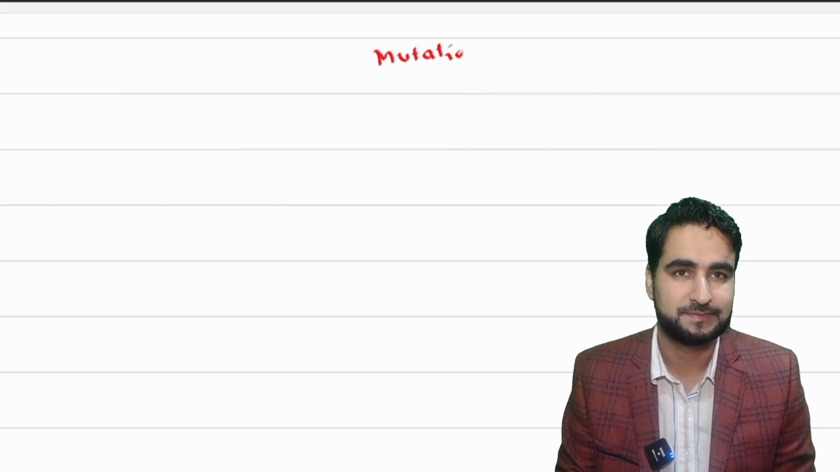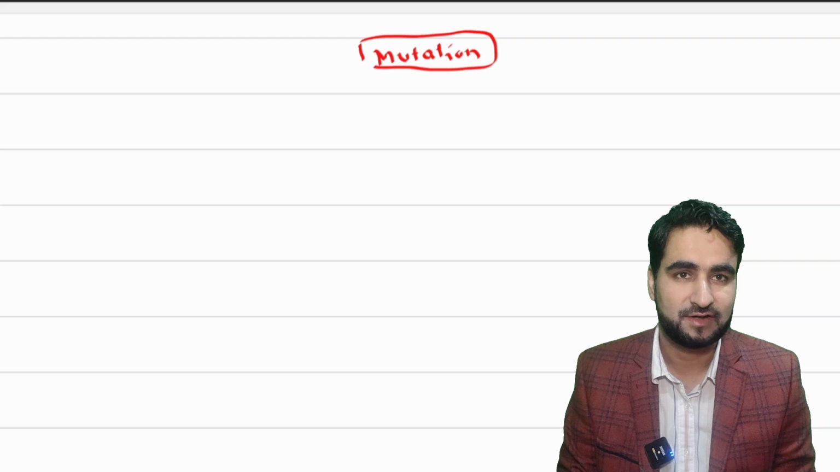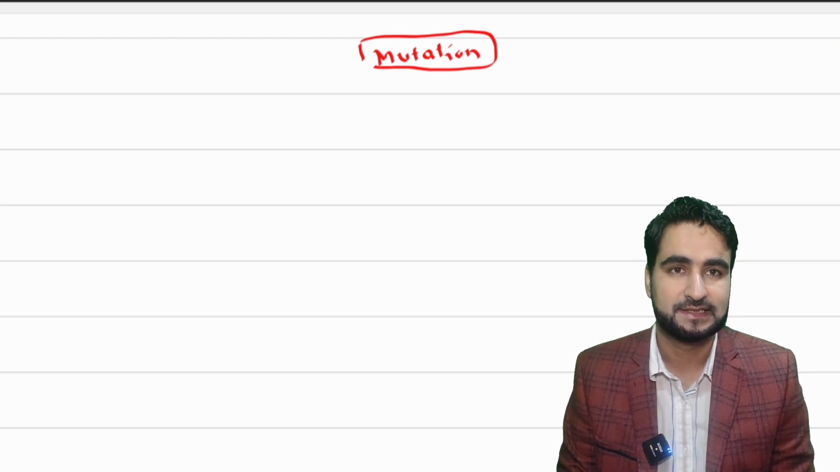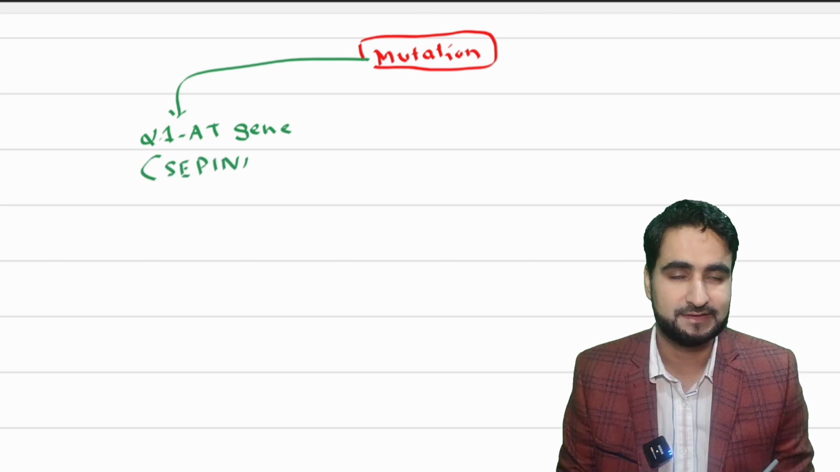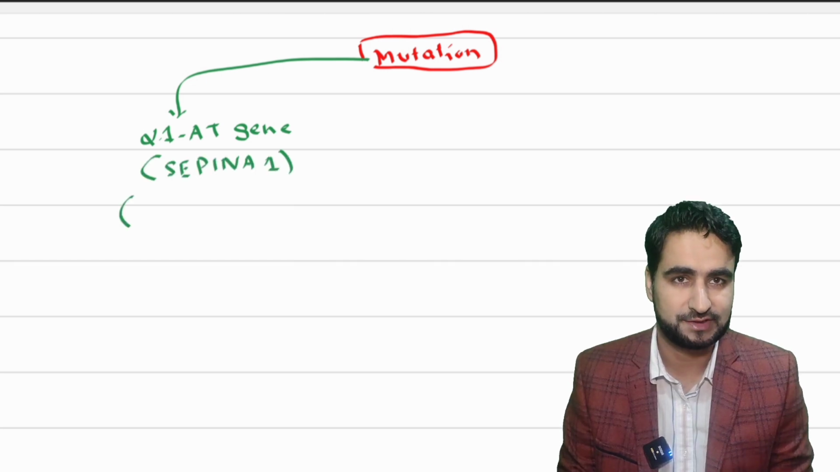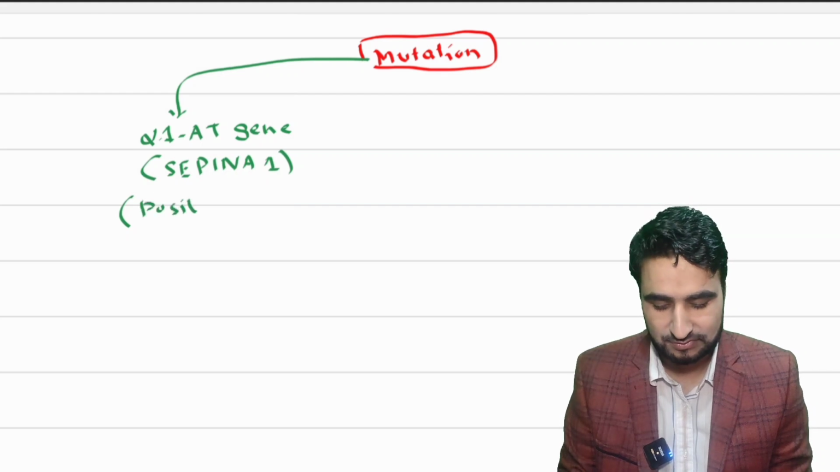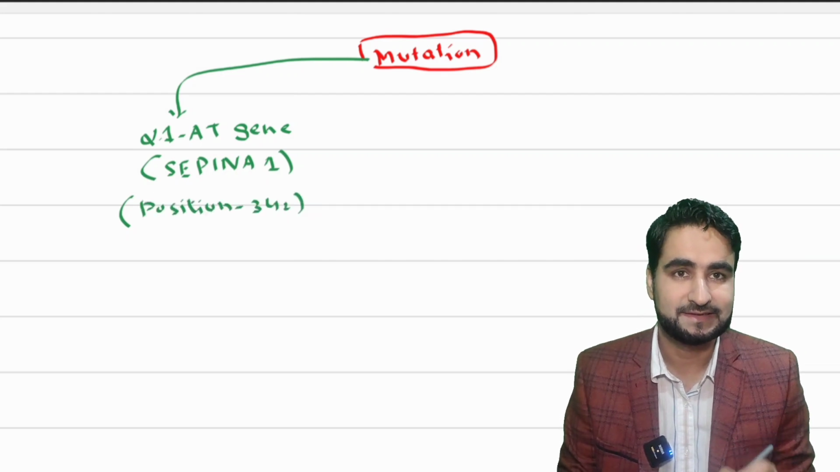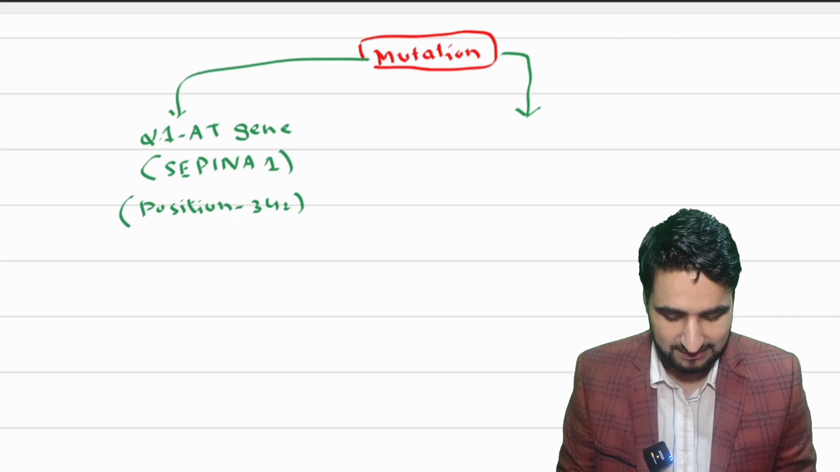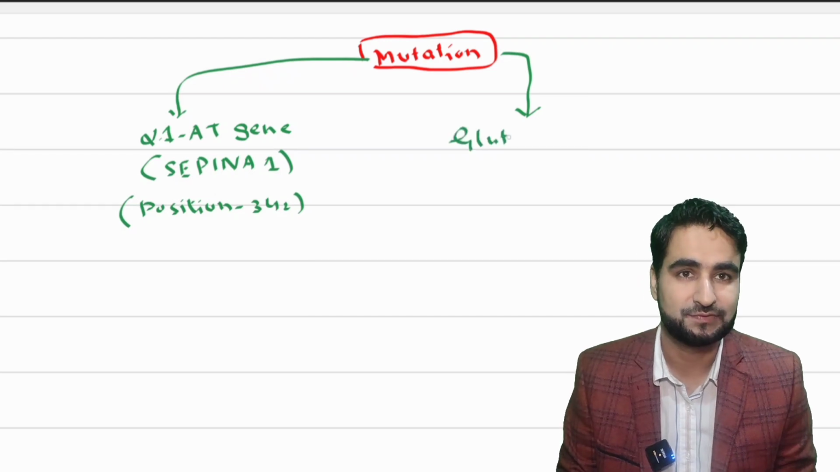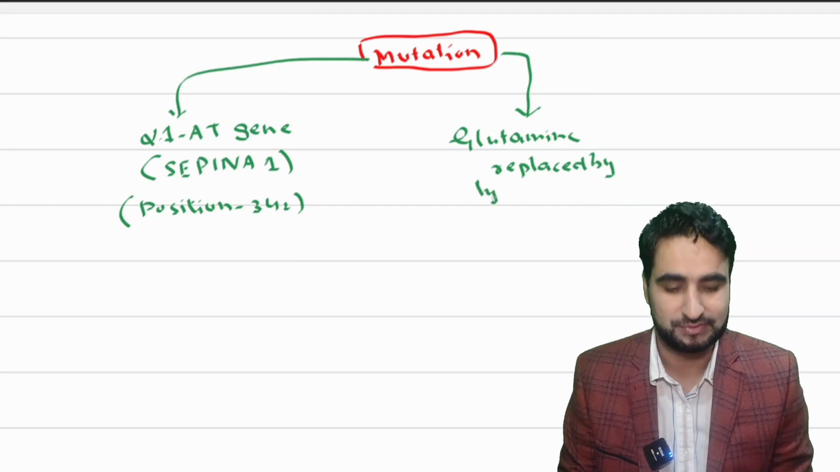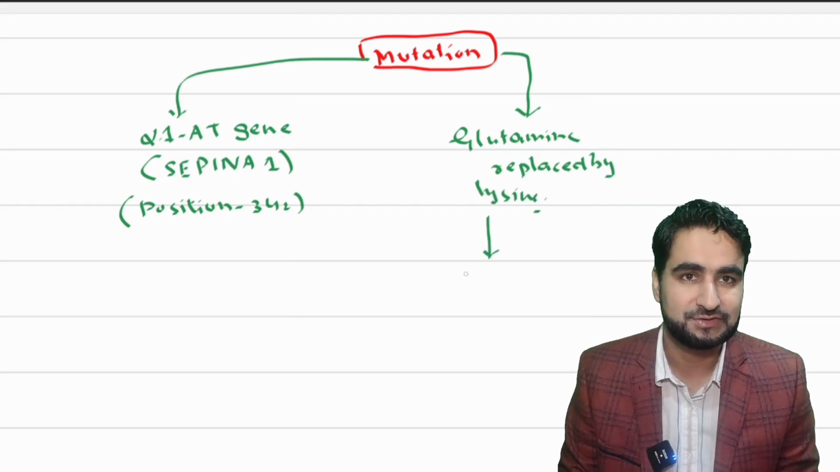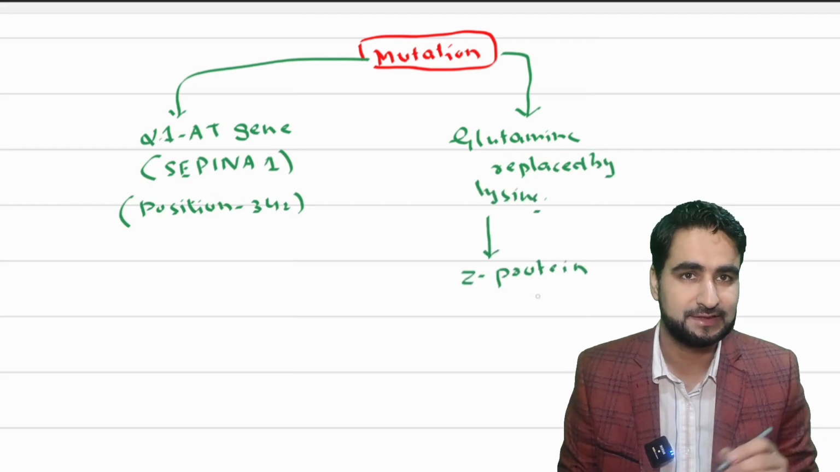So coming to the mutation part, the gene that's involved in alpha-1 antitrypsin deficiency is the SERPINA1 gene. In this gene at position 342, normally there is glutamic acid, and this is replaced by lysine. And this replacement leads to formation of mutant alpha-1 antitrypsin, that's also called Z protein. And the pathology is due to accumulation of this Z protein inside the liver.